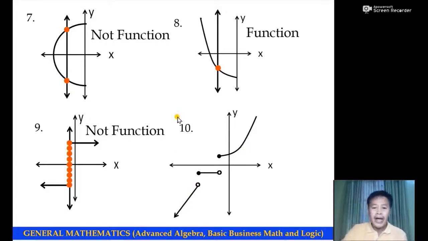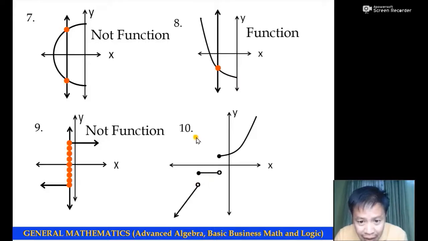Now, where are we going to draw our vertical line? You can draw your vertical line here. You can also draw your vertical line here. You can also draw your vertical line here. You cannot have a wrong answer. Because when you say open circle here, the point here is not included.